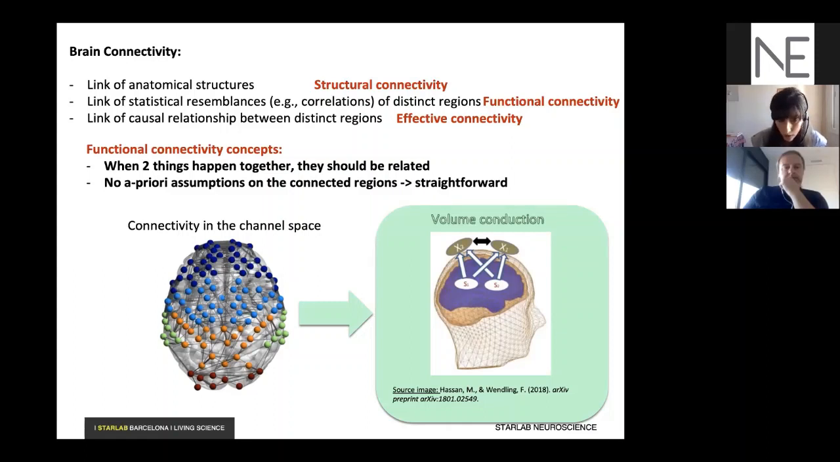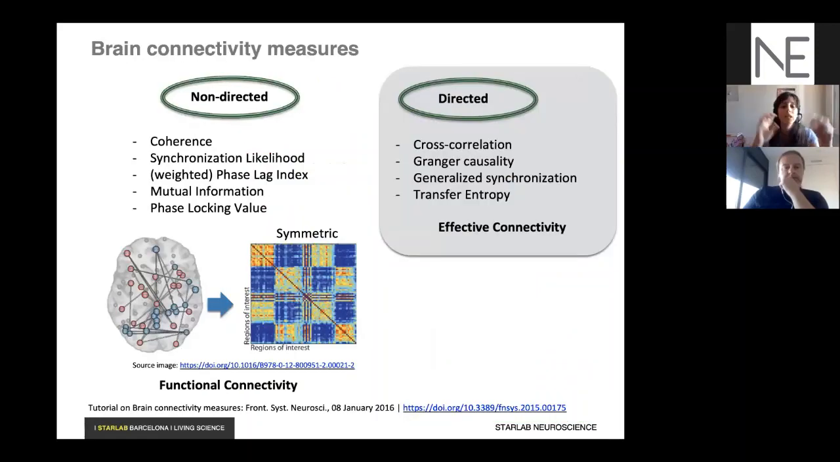We're going to see later on best practices on how to deal with this point. But before going there, some connectivity measures that you can extract. They can be non-directed, if we talk about functional connectivity, and they can be directed if we talk about effective connectivity. I remind you that the effective connectivity was about causality of different structures, of different brain units. So some metrics can include coherence, synchronization likelihood, phase lag index, mutual information, phase locking value, etc. I have noted for you a tutorial on brain connectivity measures. If you are interested in the topic, you can have a look at that.